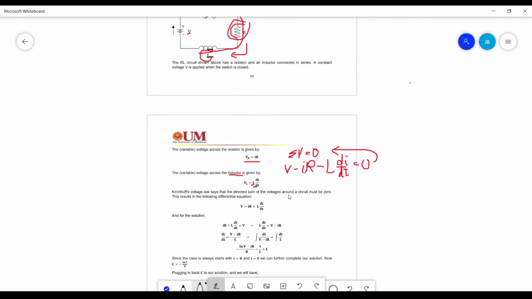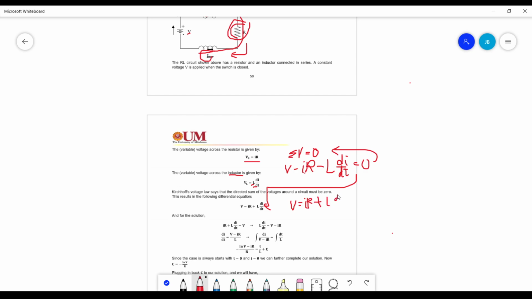Now we have this equation here, as you can see. In order for it to be integrated, we know we need to separate the variables for it to be a differential equation. So let's separate the i's. On the left side, we have V equals IR plus L di over dt.